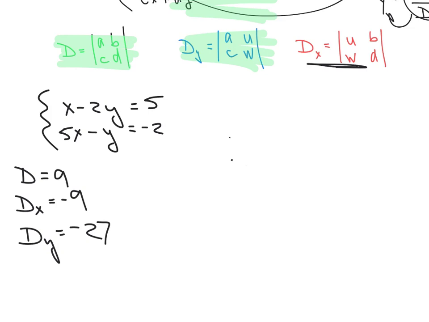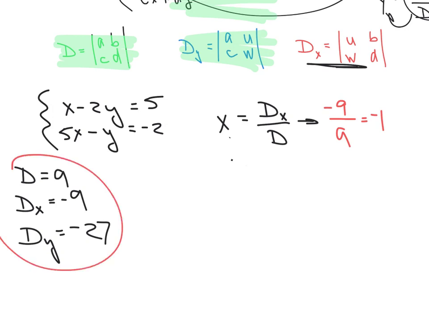Okay, so here we go. My x equals whatever number I get for that over that, which in this case is D of x, negative 9, over D, equals negative 1. Okay, so I'm just using this stuff here. All right, my y value equals D of y, negative 27, over my D, which was 9, so that gives me a negative 3. And that's all I need. I'm looking for my x and my y.